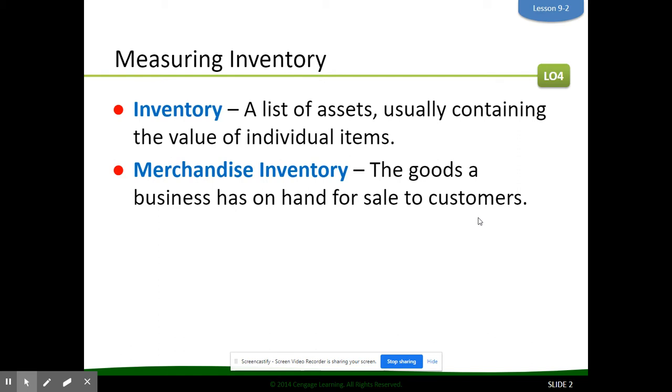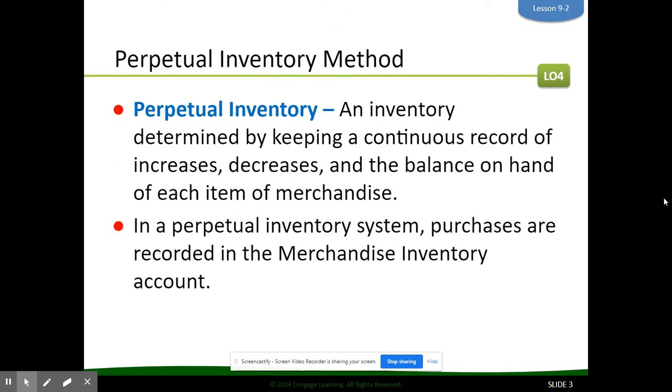And so, inventory is a list of assets, usually containing the value of individual items, and merchandise inventory are the goods a business has on hand for sale for customers. So, before we were not selling inventory, we were selling services like lawn care or a salon or something like that. Now we are going to be selling merchandise like a clothing store or a home improvement store, things of that nature. Now, there's a couple of different ways to keep track of inventory.